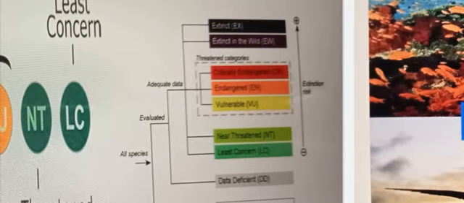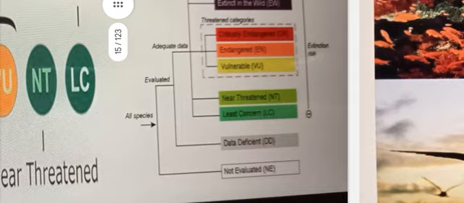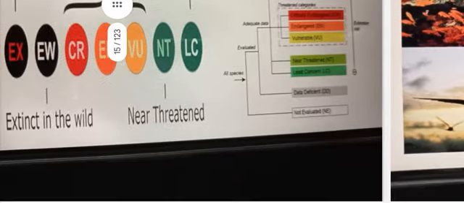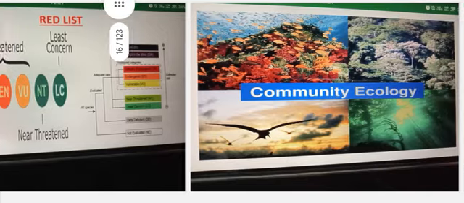Extinct, extinct in the wild, threatened categories: critically endangered, endangered and vulnerable, near threatened, least concern. These are least concern. Next category, then data deficient and not evaluated. There is also another category, not evaluated. Similarly, it's kind of similar to the data deficient area.